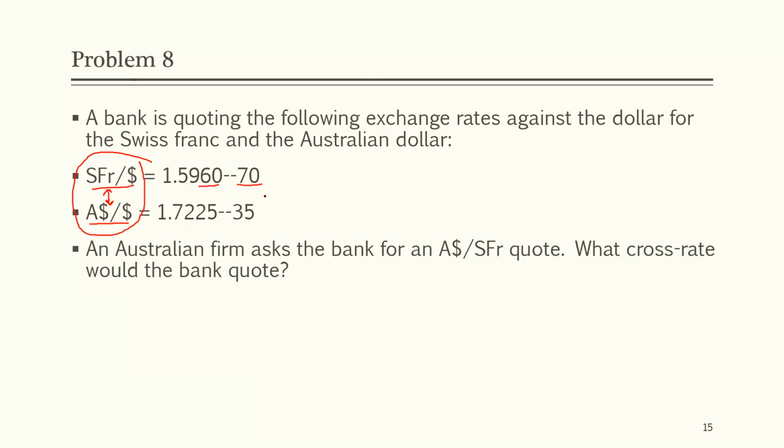Now, an Australian firm asked the bank for an Australian dollar over Swiss franc quote. So as you can see, this is a cross rate between these 2 exchange rates. And because we have the bid and ask prices, we need to compute 2 prices for this exchange rate, yeah? So we need to compute a bid rate and we need to compute an ask rate.